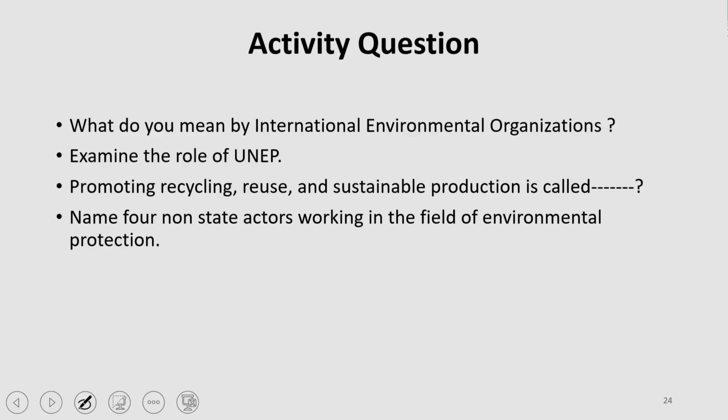So these are the activity questions of today's lecture. The very first question is, what do you mean by international environmental organizations, which I have discussed in the very beginning. The second question is to examine the role of the United Nations Environment Program, which I have also discussed. The third one is, promoting recycling, reuse and sustainable production is called what, and here you have to answer this, which I have also mentioned in the slides. And lastly, name 4 non-state actors who are working in the field of environmental protection.